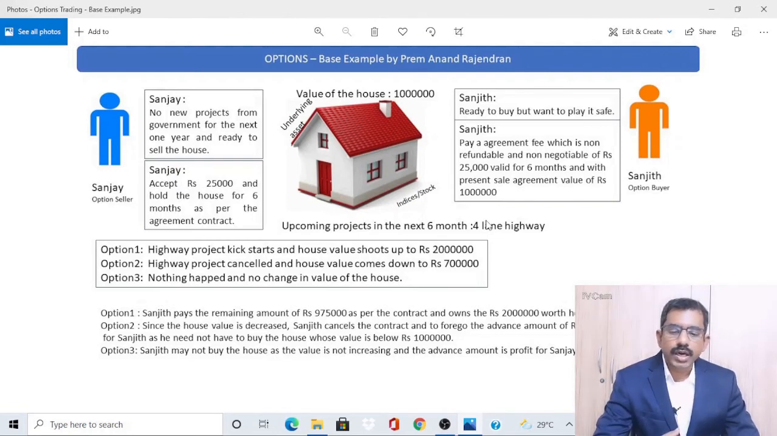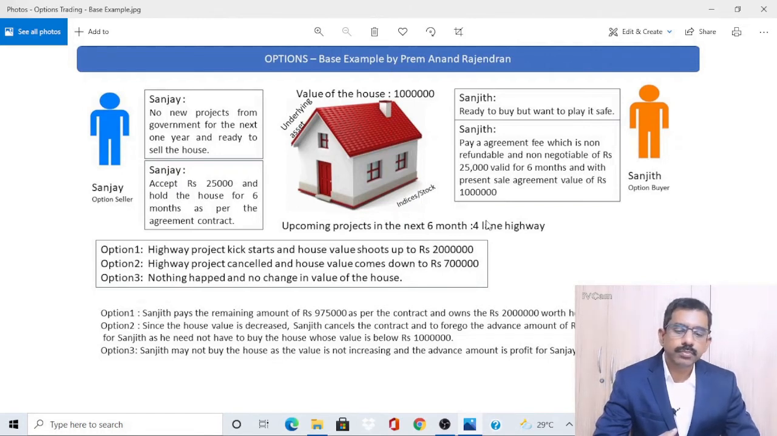And option 2, highway project cancelled and house value comes down to 7 lakh. In this case, because the house value decreased, Sanjeet will not buy this house and he will forego the rupees 25,000 he paid to Sanjay as part of establishing this contract. So in this case, it's a profit for Sanjay. The house value dropped to 7 lakh, so Sanjeet need not buy this house, and Sanjay, simply by establishing a contract, got 25,000 without doing anything.